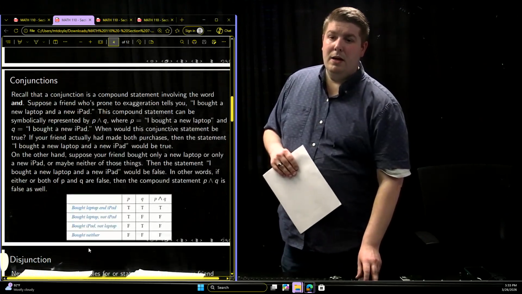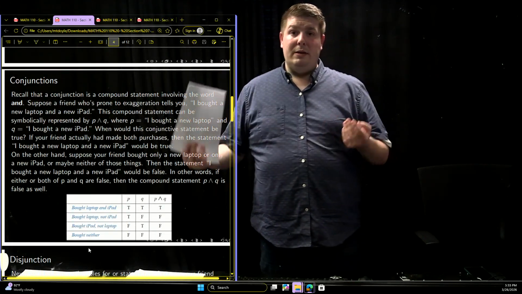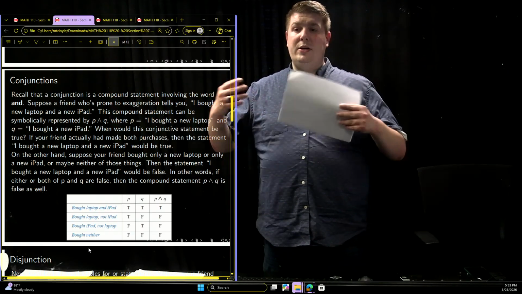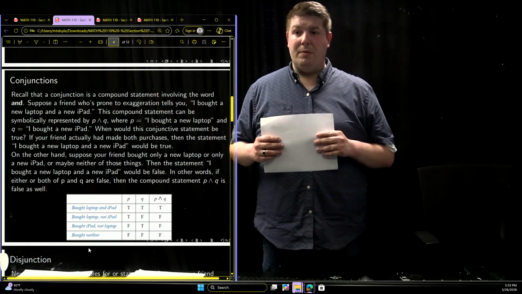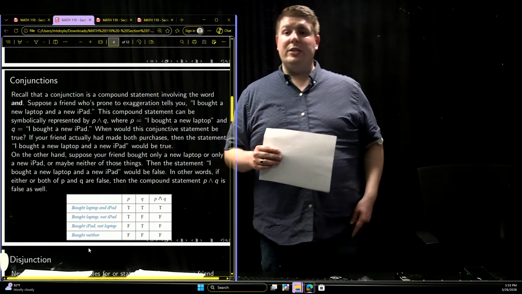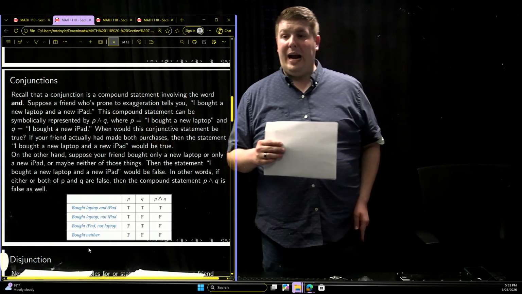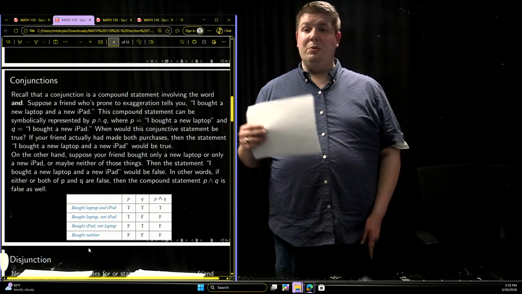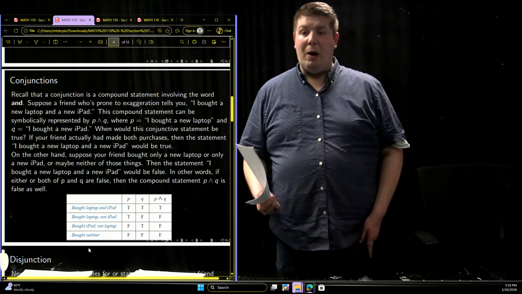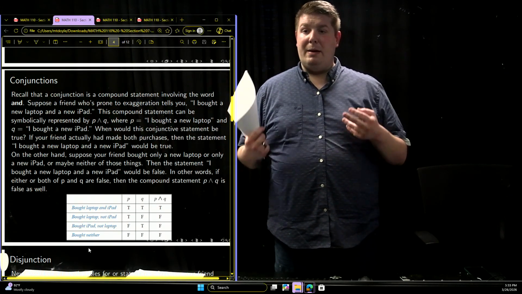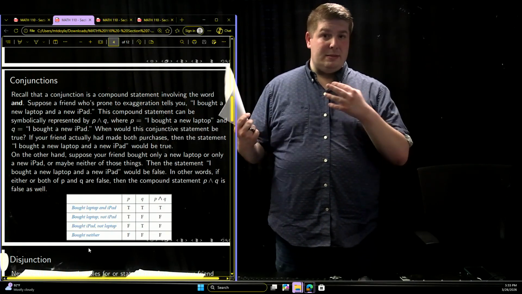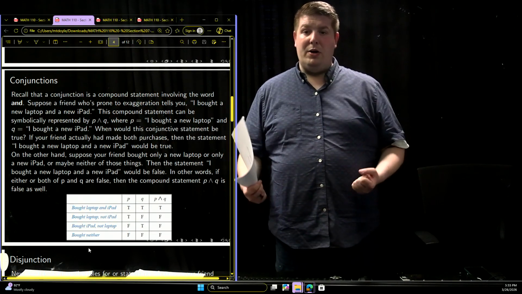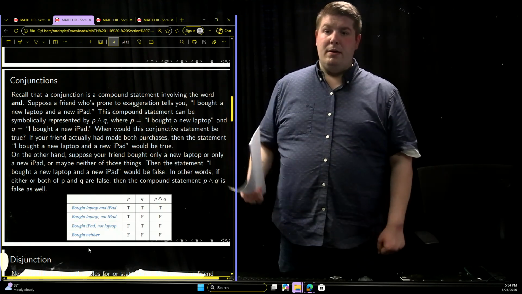Now, there are different types of truth tables. There's a truth table for conjunction, or and. Recall that a conjunction is a compound statement involving the word and. Suppose a friend who's prone to exaggeration tells you, I bought a new laptop and a new iPad. The compound statement can be represented symbolically as P and Q, where P is I bought a new laptop and Q is I bought a new iPad.